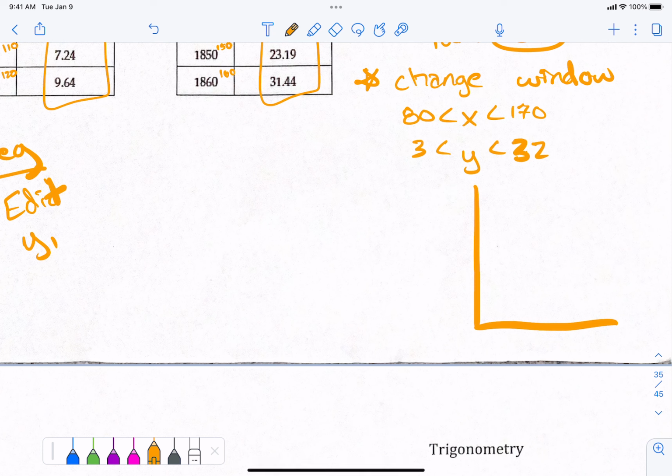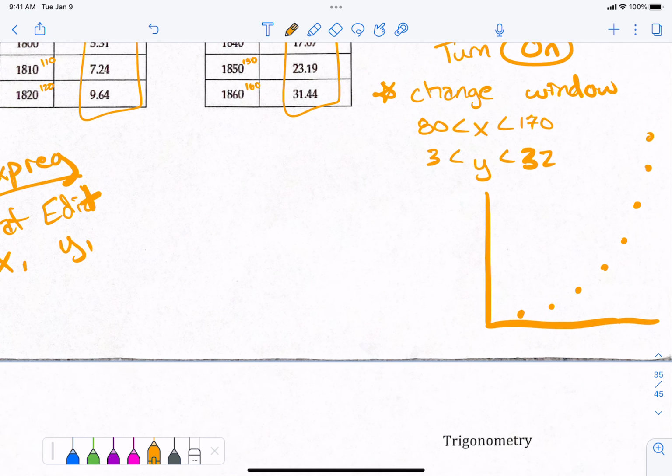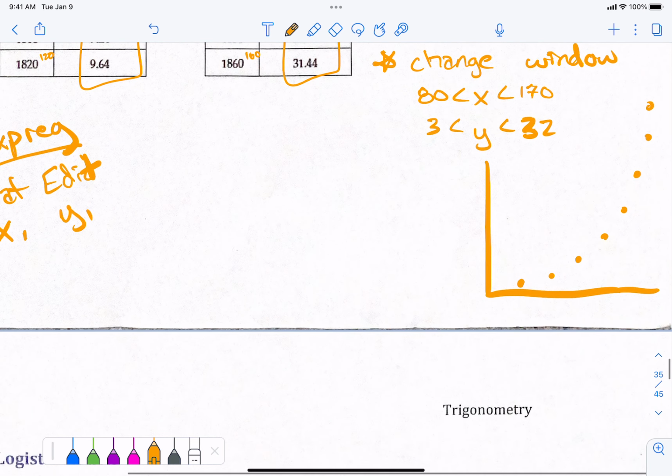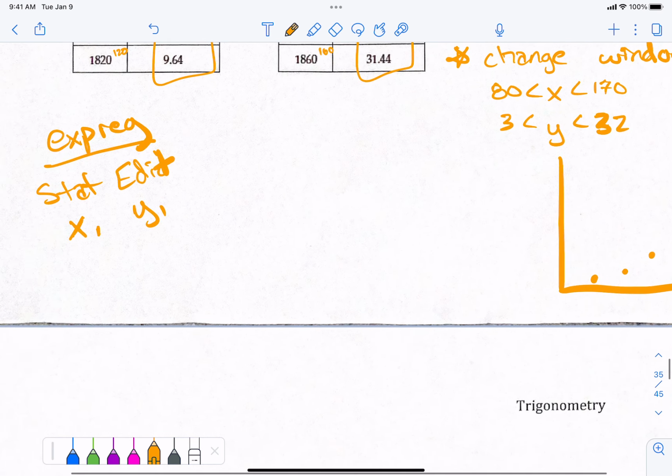Okay, so when it says make a scatter plot, I'm looking at Haley's right now, and Haley's got a dot here, and a dot here, and a dot here, and we just keep going up, right? What does that look like? Exponential. So we're doing the right thing. After we've sketched a scatter plot and determined it's exponential, we're going to say, calculator, make me an exponential equation.